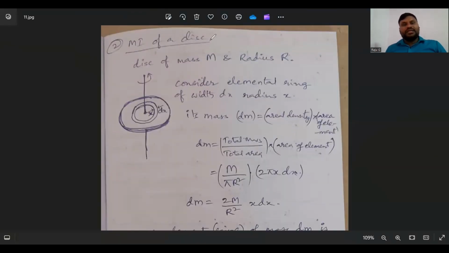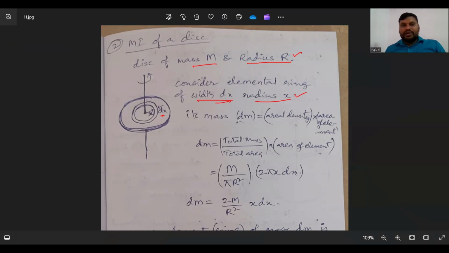Second one, moment of inertia of a disk. A disk of mass m and radius r. To find the moment of inertia of the disk about its axis, we need to consider a small elemental ring of width dx and radius x, which means this ring whose width is dx and which is x distance away from the axis of rotation. We will find the moment of inertia of this elemental ring, and then we will sum up those rings in the disk. We will get the moment of inertia of the disk.